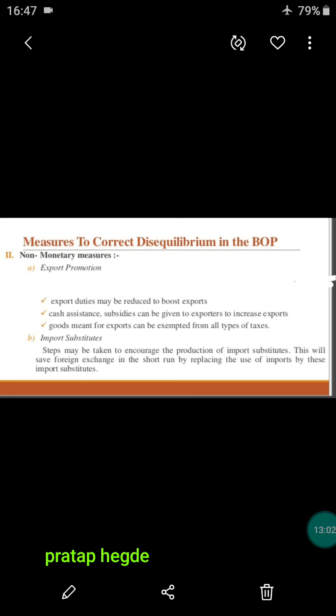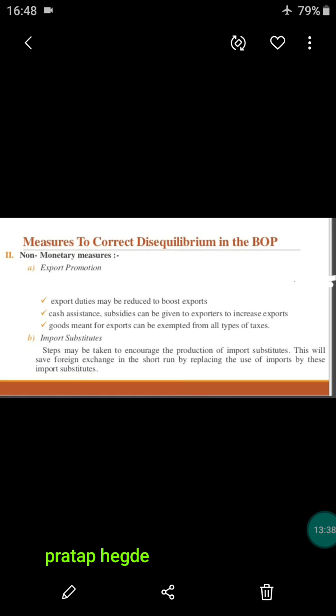The second one is cash assistance and subsidies can be given to exporters to increase their exports. In this way, we can reduce the deficit in the balance of payment. Third one is goods meant for exports can be exempted from all types of taxes. So for whatever commodity there is high demand in the foreign countries, major taxes can be exempted on that goods in order to promote more and more export of that commodity.